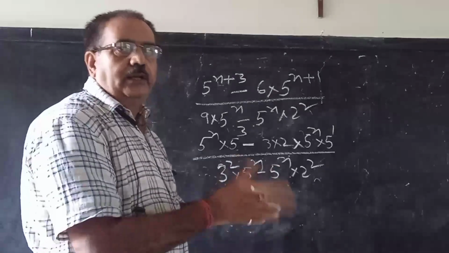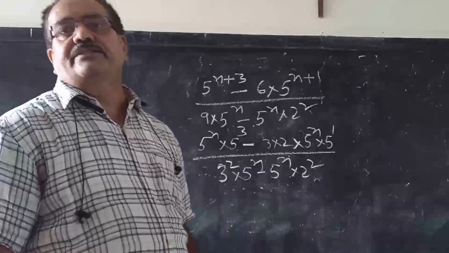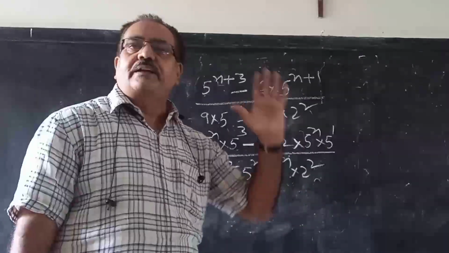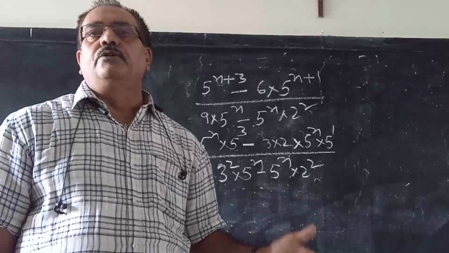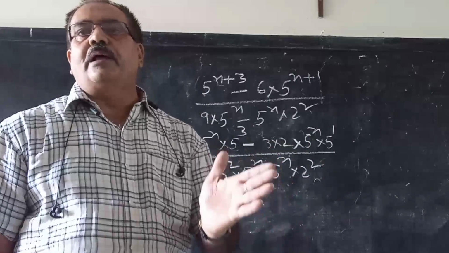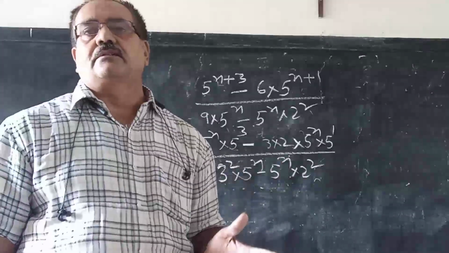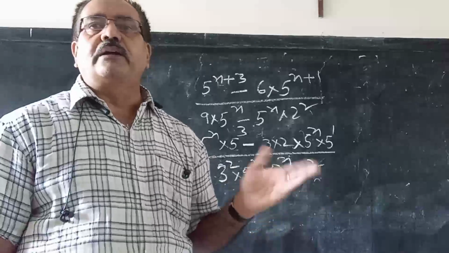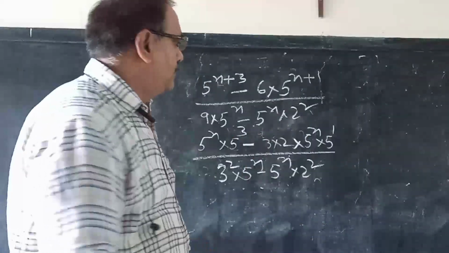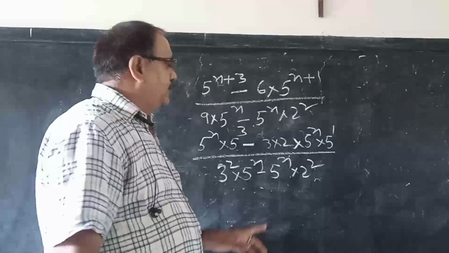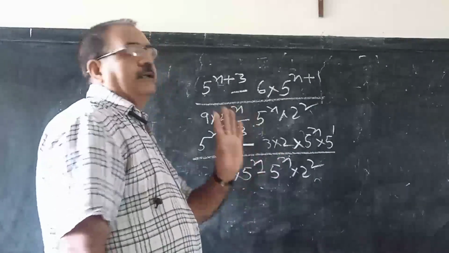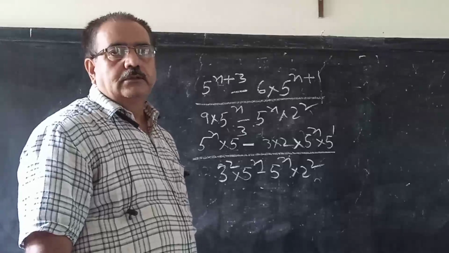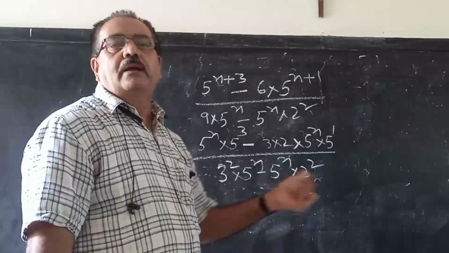If some students are doing it this way, it is the wrong method. You can cancel after taking common in both numerator as well as denominator. After taking the common, you can cancel. So if any student does this one, 5 to the power n and 5 to the power n cancelled, 3 cancelled, don't do it. This is a blunder.